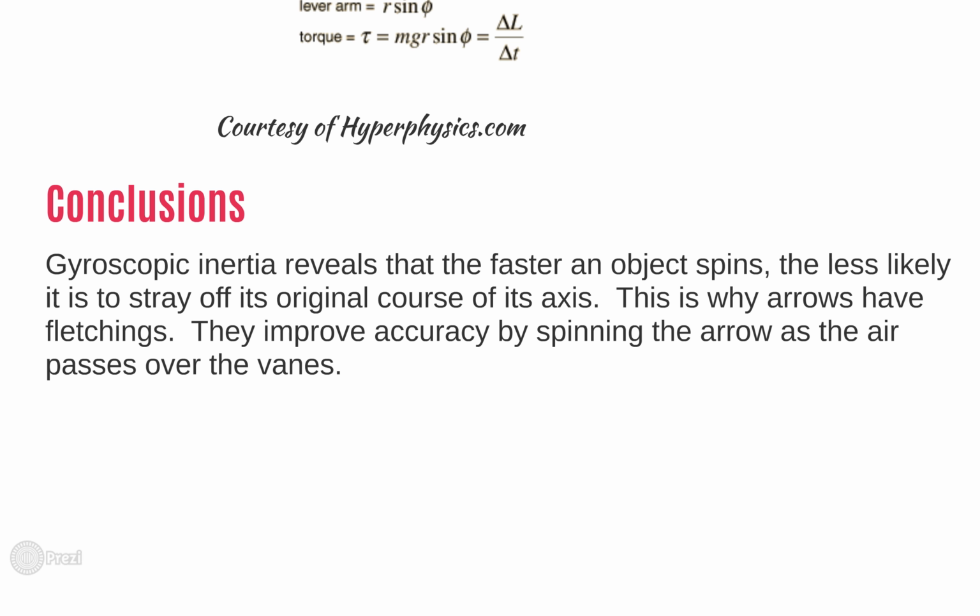As air passes over the fletchings, it spins the arrow. Gyroscopic inertia reveals that the faster an object spins, the straighter the trajectory. Therefore, arrows have fletchings to flatten trajectory and increase accuracy.